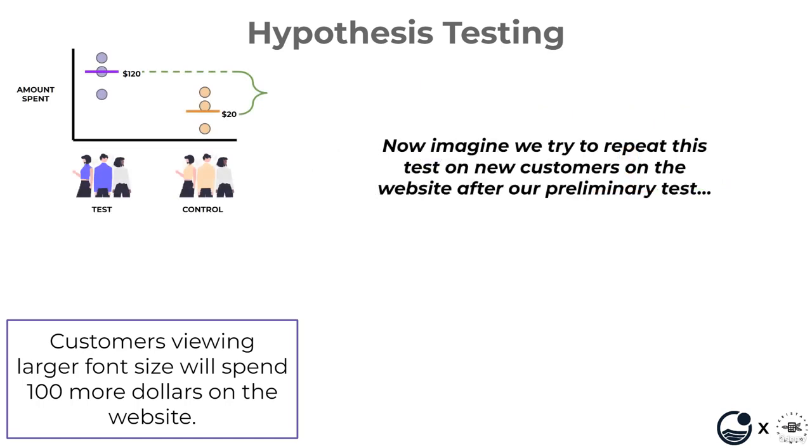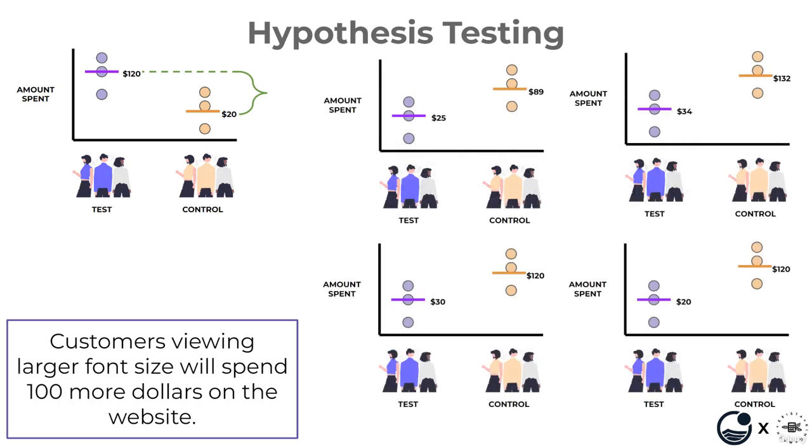So now that I've done the preliminary test, I start rolling out this experimentation to the real world. I test this on new customers on the website after my little preliminary test that helped me define my hypothesis. But then I have issues. I noticed that when I actually roll this out to the real world, my test group is spending less than the control group. And now I see in pretty much every situation that the test group that is viewing the larger font size ends up spending less than the control group.